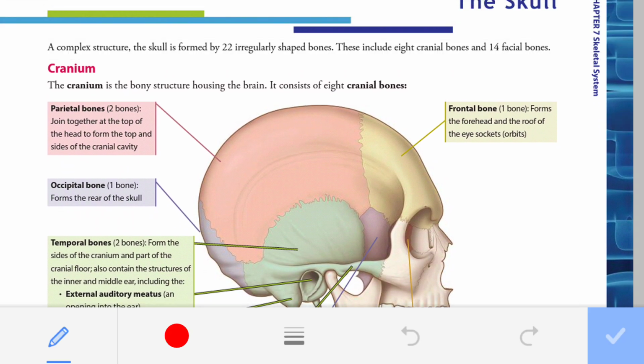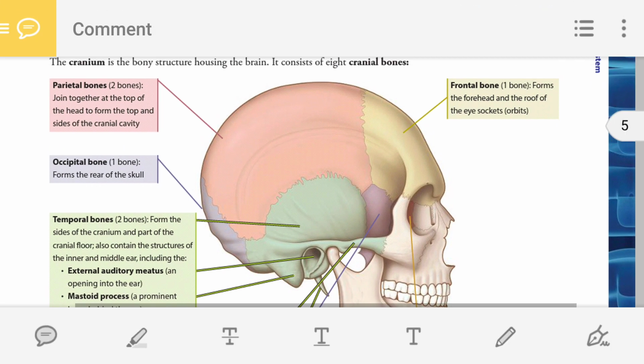So here, the cranium. What is the cranium? The cranium is basically, as you can see, this one, and the cranium is the bony structure housing the brain. That means our brain is protected inside our cranium, and the cranium is made up of eight cranial bones.